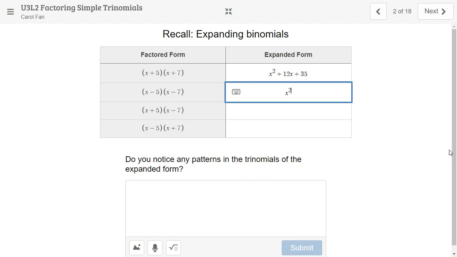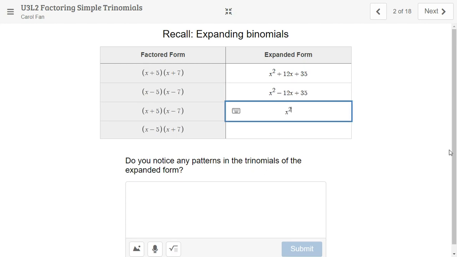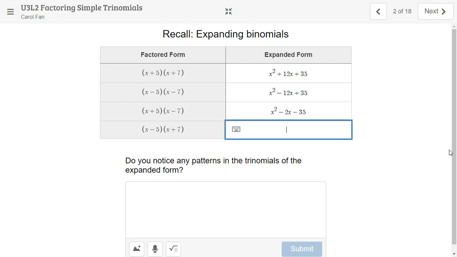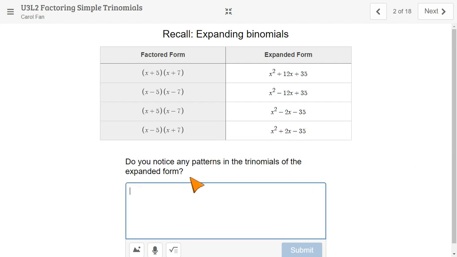If you're following along, taking notes, I would say pause the video and write down all of the expanded forms for each one. Now let's examine the factored form and the expanded form. What are the similarities and differences of each of these?